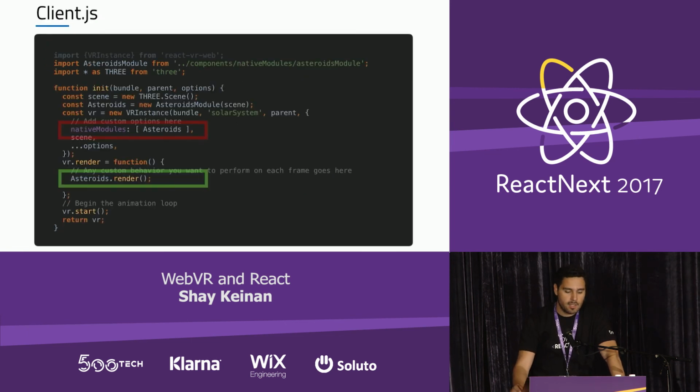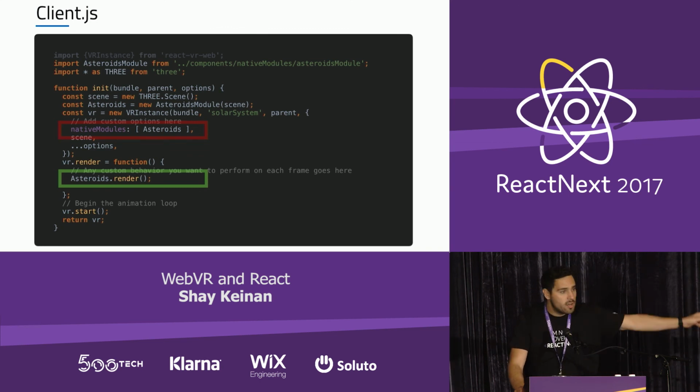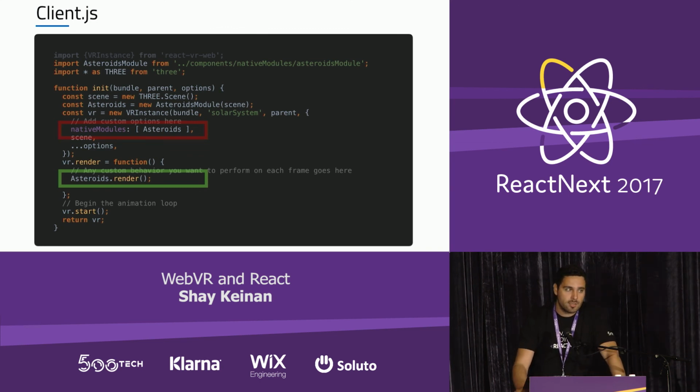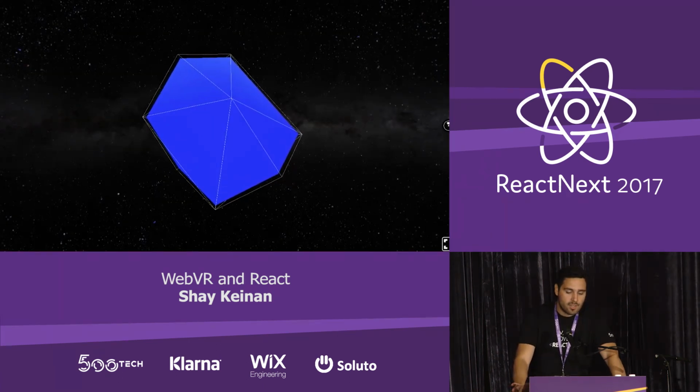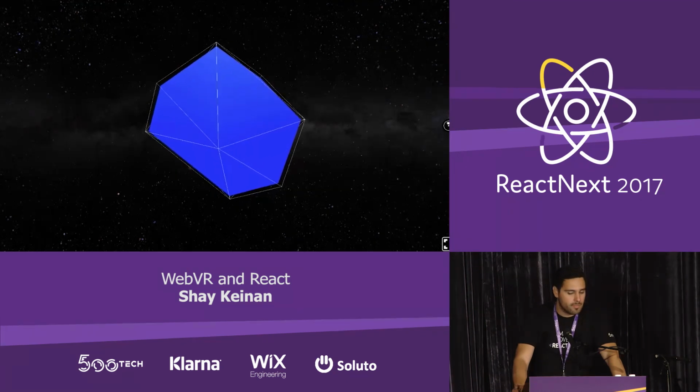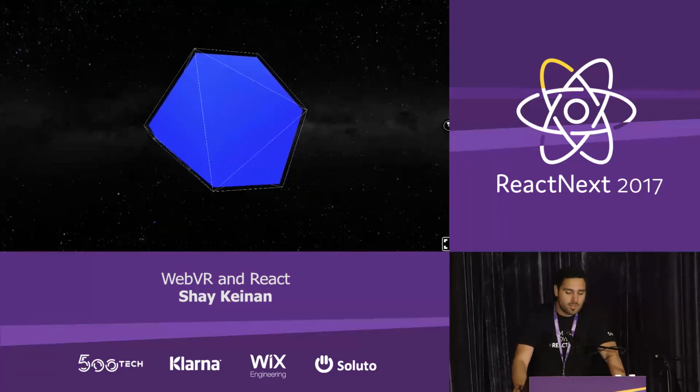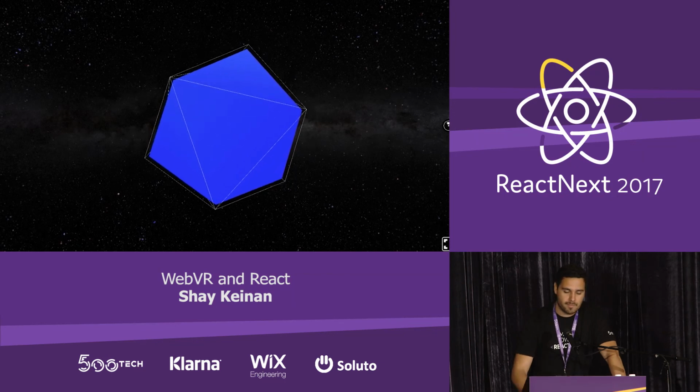The second thing I have to do is go to my client.js file and place my native module in the native modules array. I also make sure that my module is rendered. Down there, there is the render loop of Three.js. So in each iteration, I make sure that also my module is rendered. So here is my tetrahedron geometry in React VR. These tetrahedrons are going to be my asteroids.